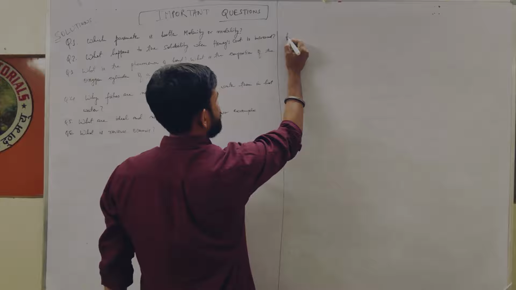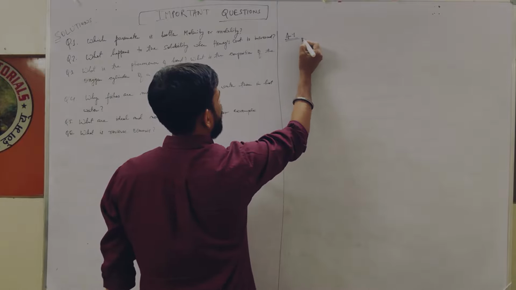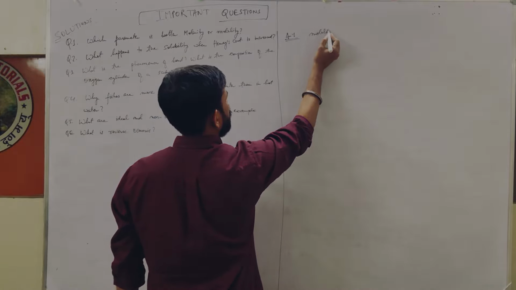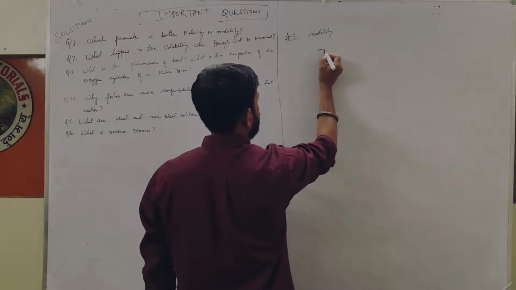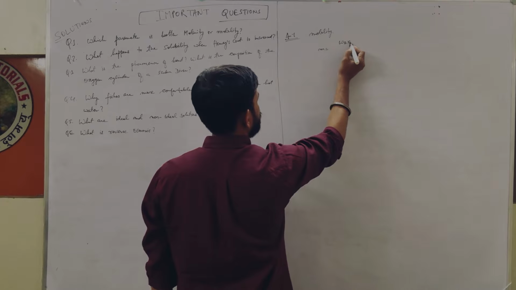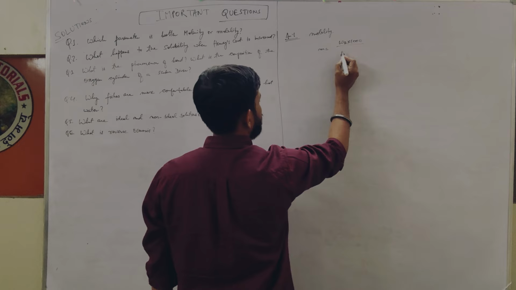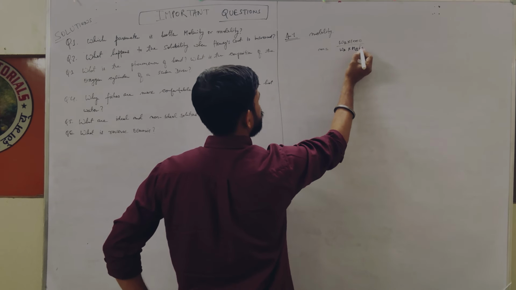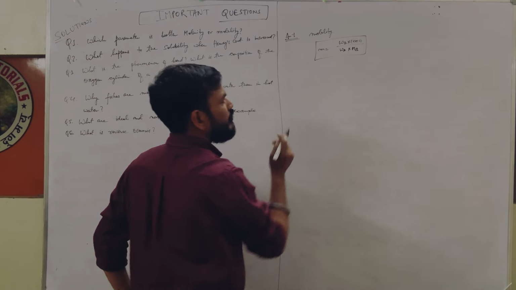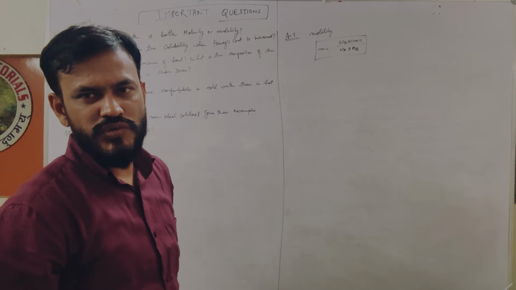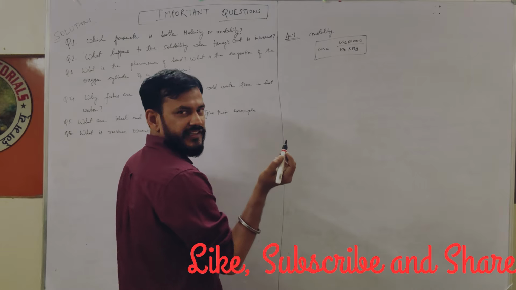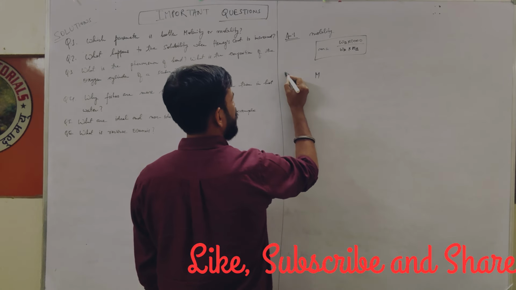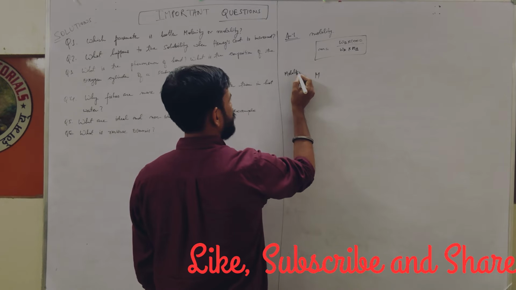The answer is molality, because molality is moles per kg of the solvent. Here the molality doesn't depend upon the volume of the solution, whereas molarity is the number of moles per liter of the solution.